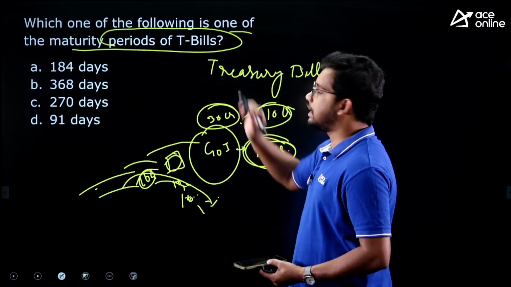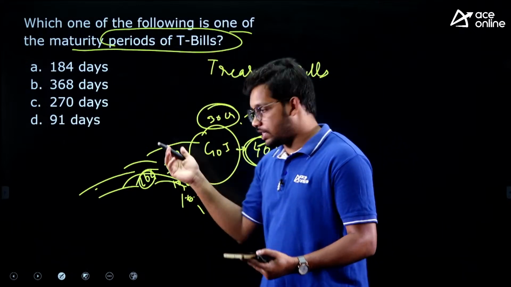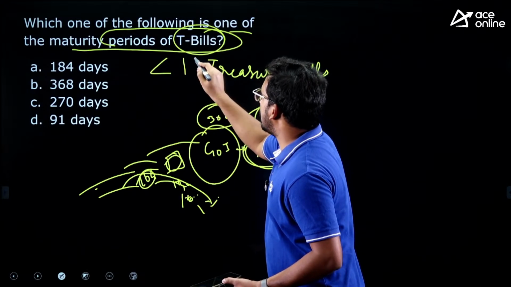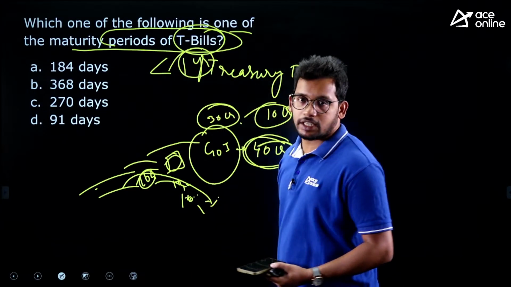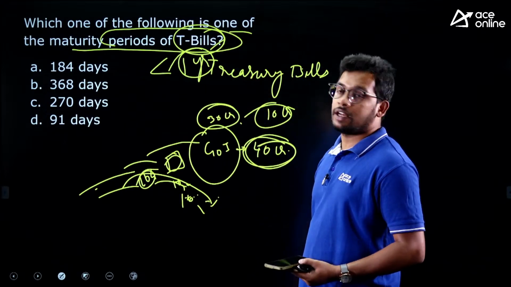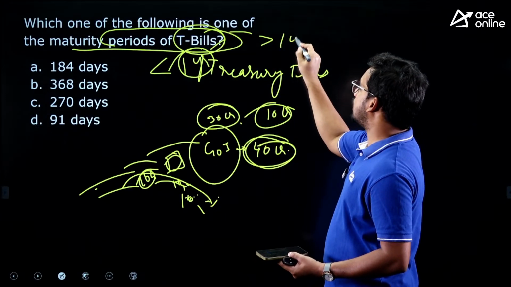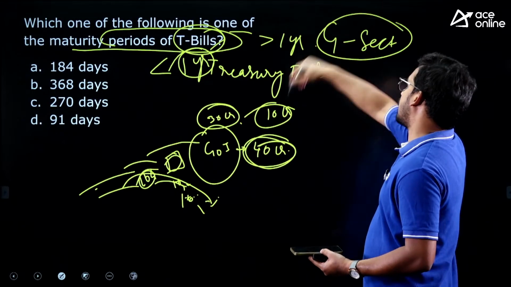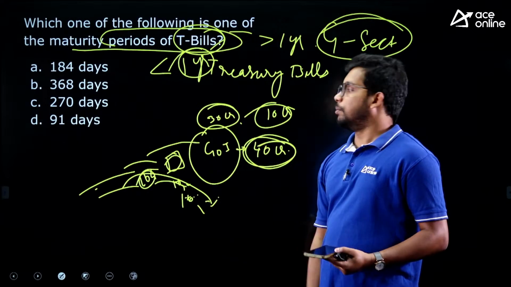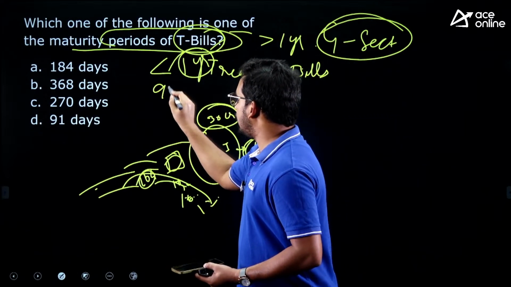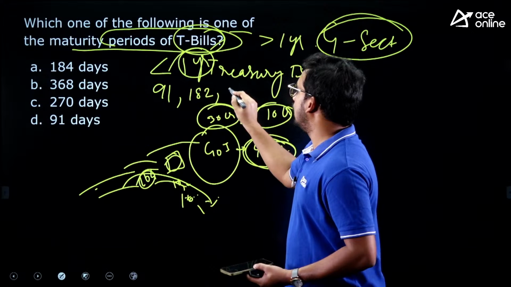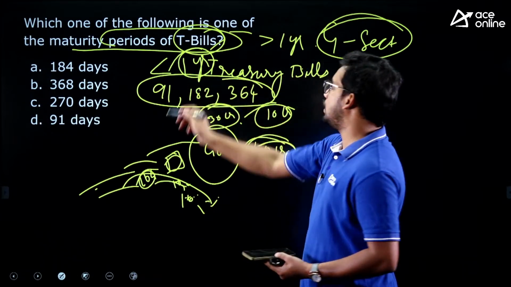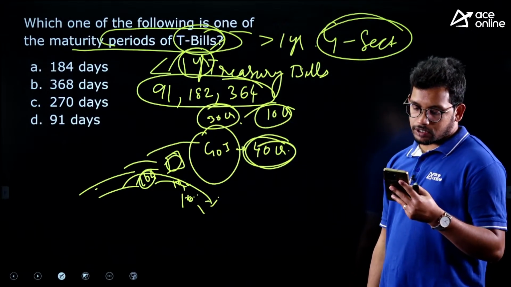So these are called T-bills, and T-bills are nothing but bonds. But T-bills are usually those whose maturity period is less than 1 year. If the maturity period is more than 1 year, those are called government securities or G-Secs. T-bills are short term. So these T-bills are given for 91 days, 182 days and 364 days. So these are the 3 maturity periods the government is paying now.